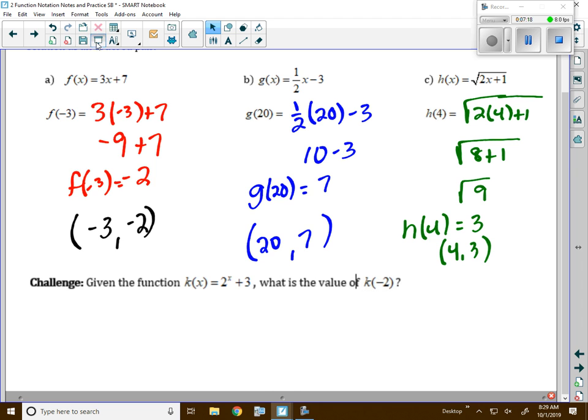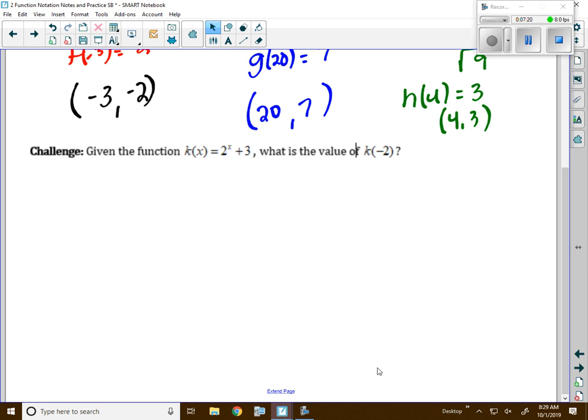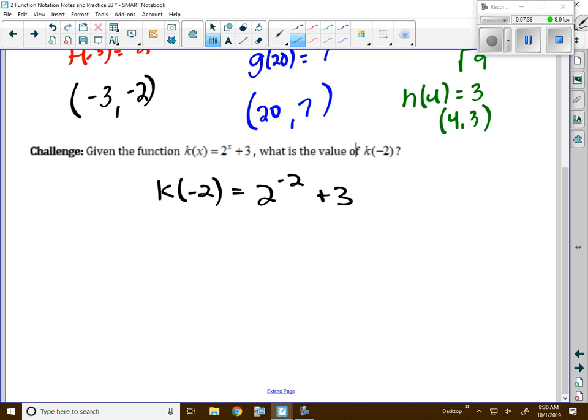Let me get rid of this guy. There we go. Okay, so we're going to take k, and we're going to plug in negative 2. So we'll do 2 to the negative 2nd, okay, kind of weird, that's why it's a challenge, plus 3. All right, so I want you to grab your calculator. I'm going to show you how to do this in your calculator.